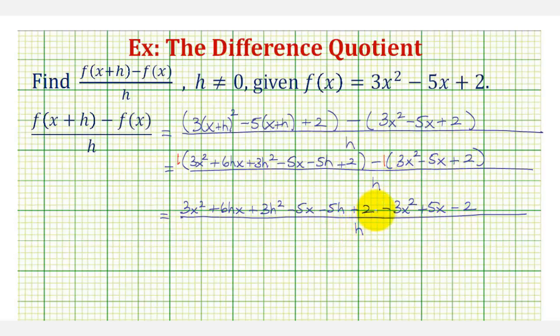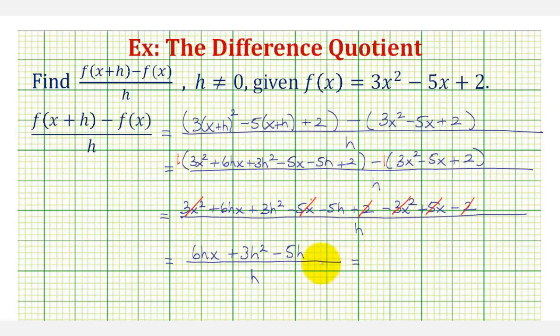All divided by h. Now looking at the numerator, we have 3x squared minus 3x squared, that's 0. We also have negative 5x plus 5x, that's 0. And we have plus 2 minus 2, that's 0. So we're left with 6hx plus 3h squared, and then minus 5h divided by h. But we're not done. Notice how each of the terms in the numerator contains a factor of h.